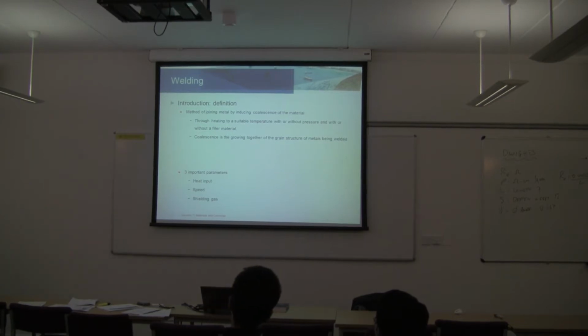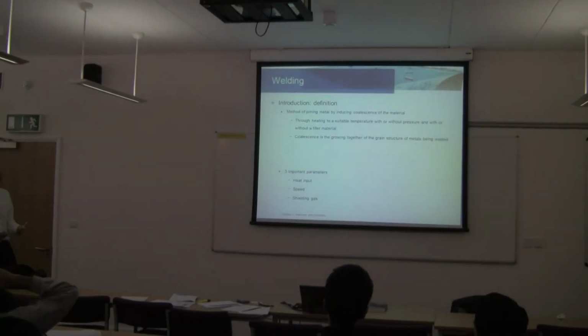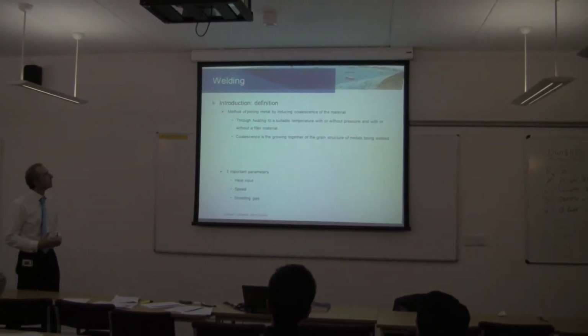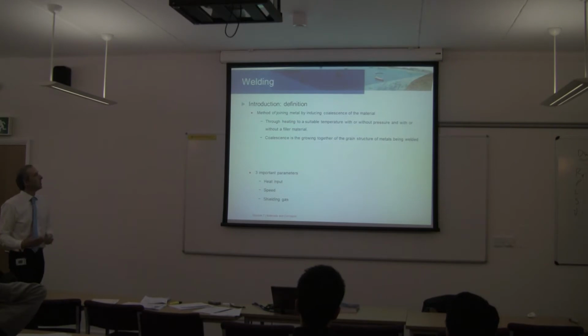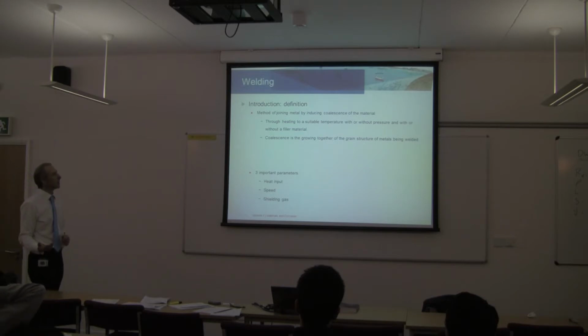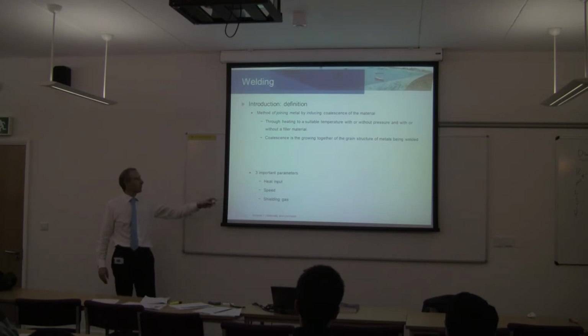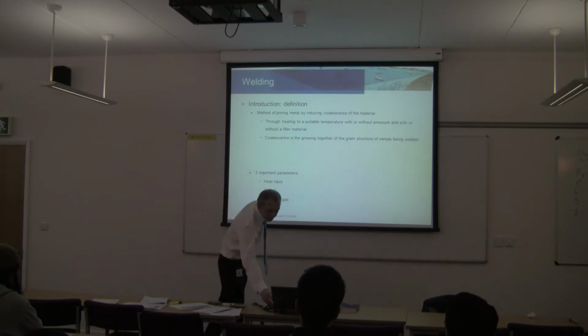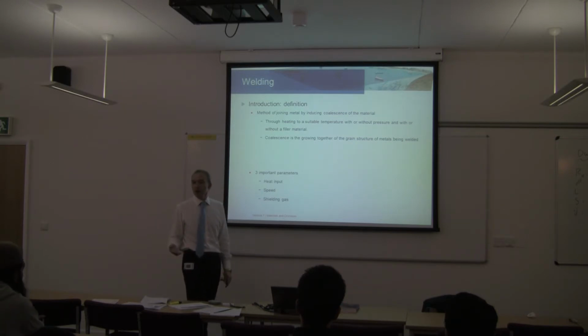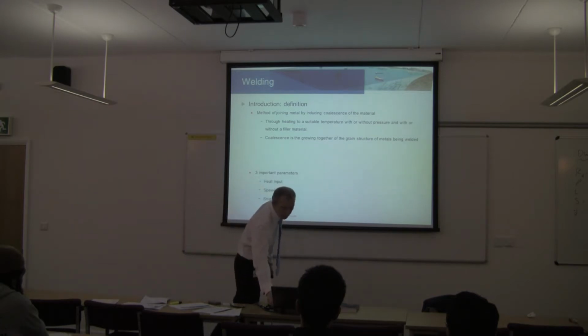The definition of welding, obviously, is the joining of metal, reducing it to a plastic state through the heating of the material to a suitable temperature, with or without pressure, with or without a filler. Three important parameters are required to be taken into consideration when you're welding: the heat input, the speed at which you weld, and machining. Obviously, if you don't have the right temperature and the right speed, then you're not going to be able to create a good weld.